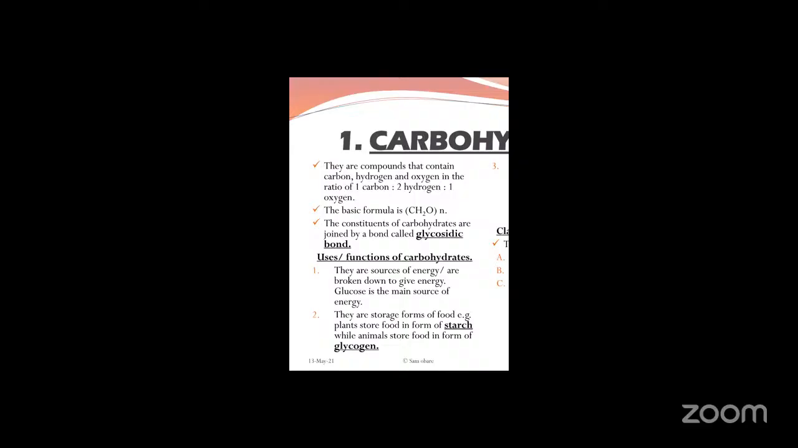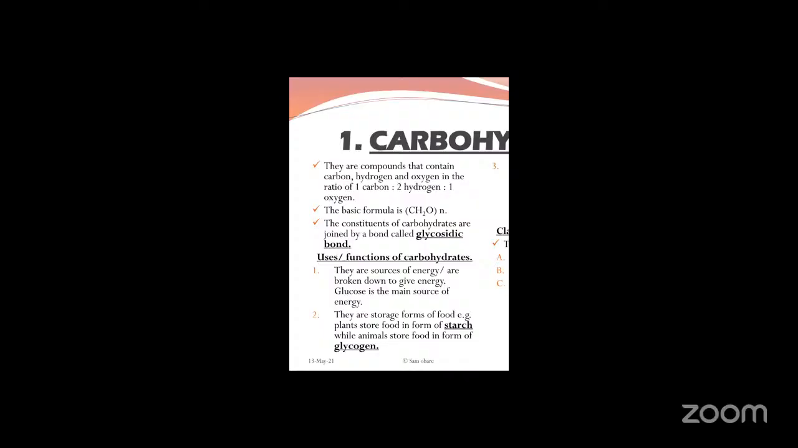Examples of those carbohydrates include ugali, which is made from maize flour. Chapati is an example of a carbohydrate. When you're taking bread, there's wheat, which is a carbohydrate. Arrowroots and sweet potatoes are all examples of food substances that have carbohydrates. The reason why most of our diet has to comprise carbohydrates is because the energy that we use in our bodies is majorly obtained from carbohydrates. So therefore, carbohydrates are sources of energy.